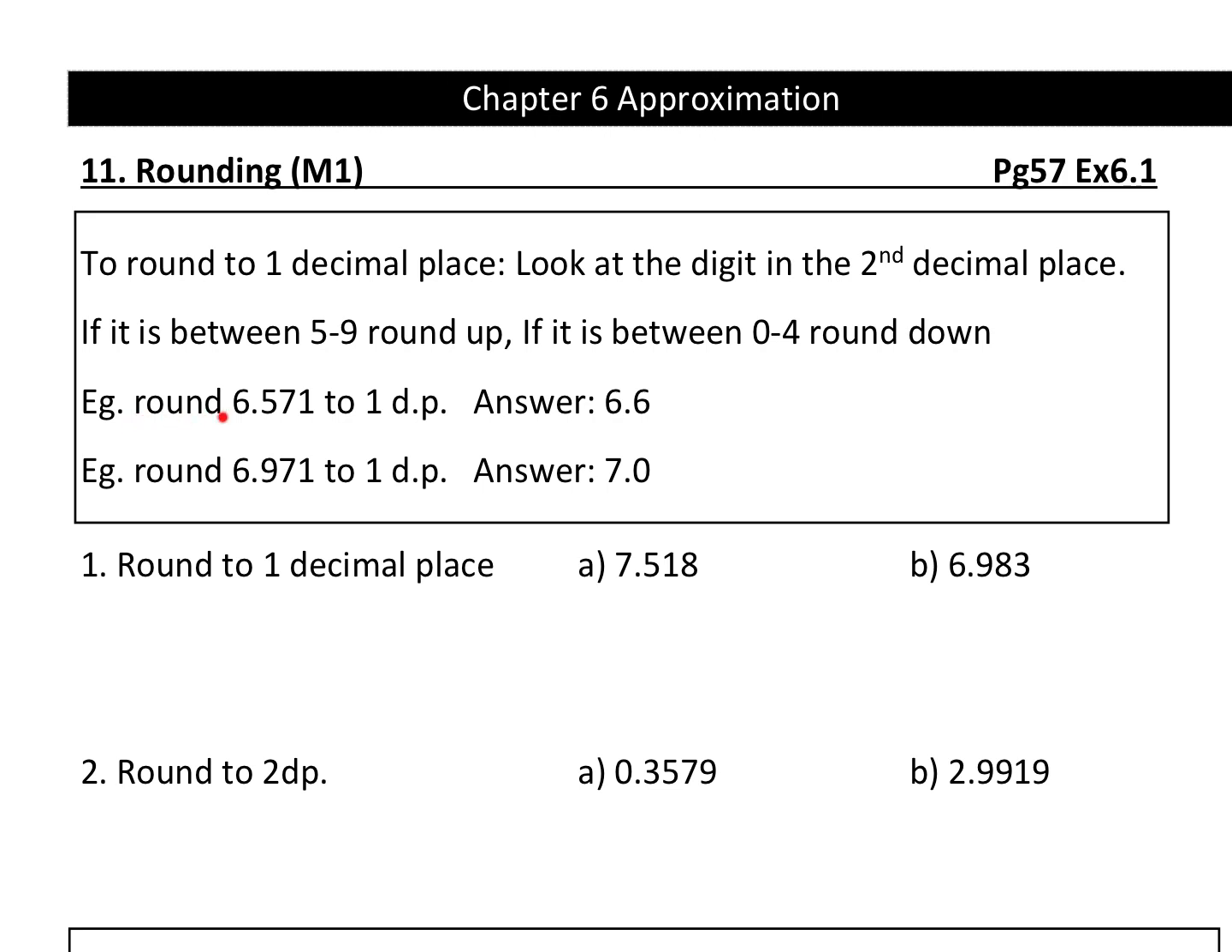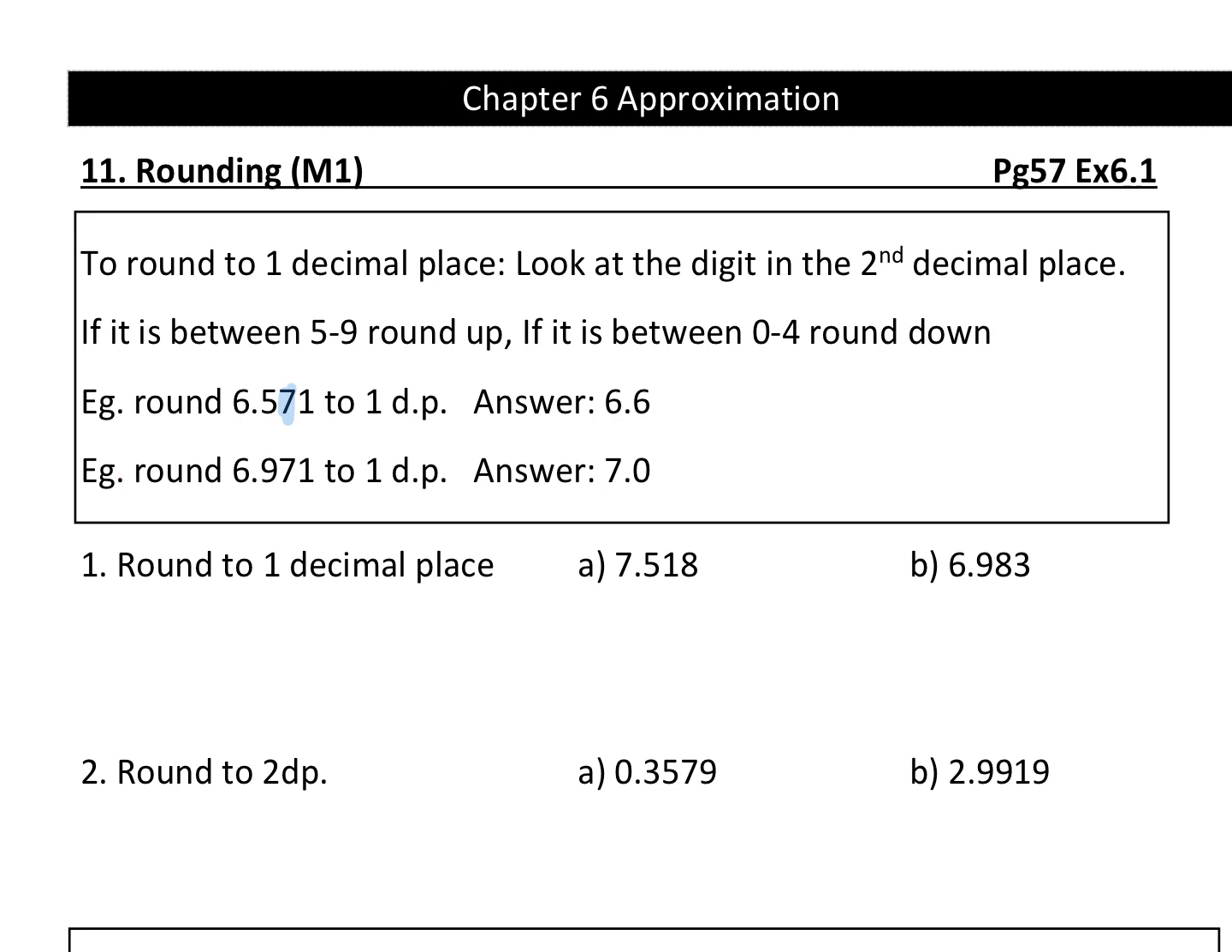In this example, we've got to round 6.571 to one decimal place. So the 5 is in the first digit after the decimal place, but you actually look at the one after that. So we'll look at the 7. And because 7 is 5 and above, that means we're going to round up. So we're going to round the first digit after the decimal place up from a 5 to a 6. So we get 6.6.